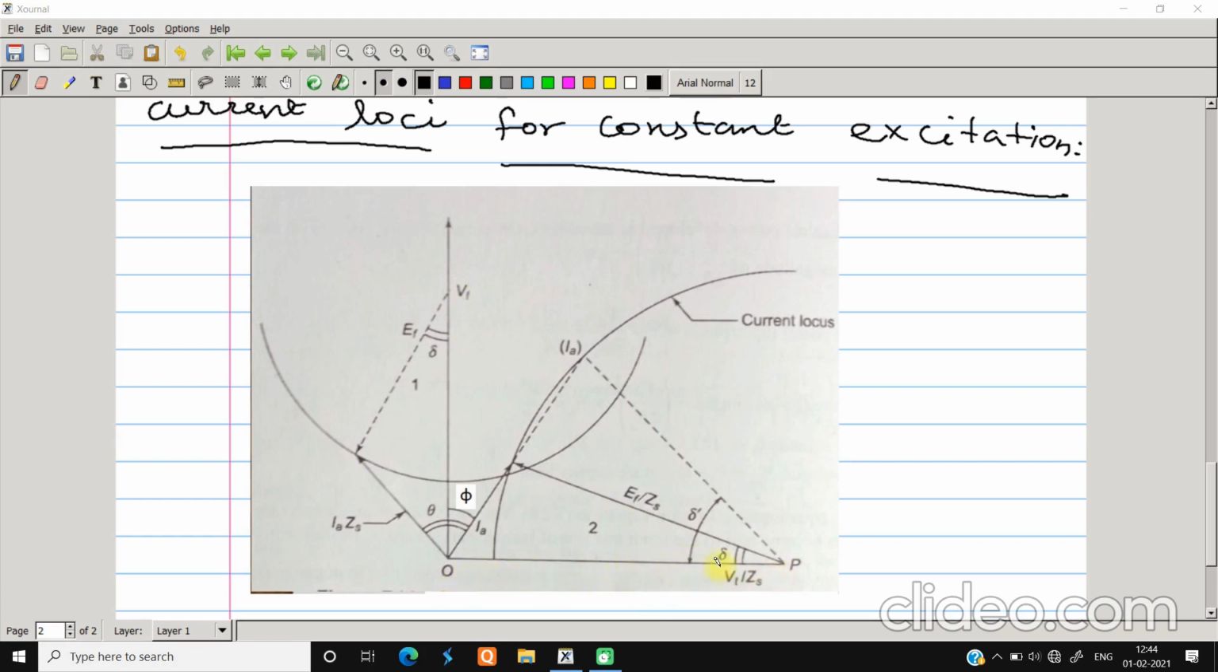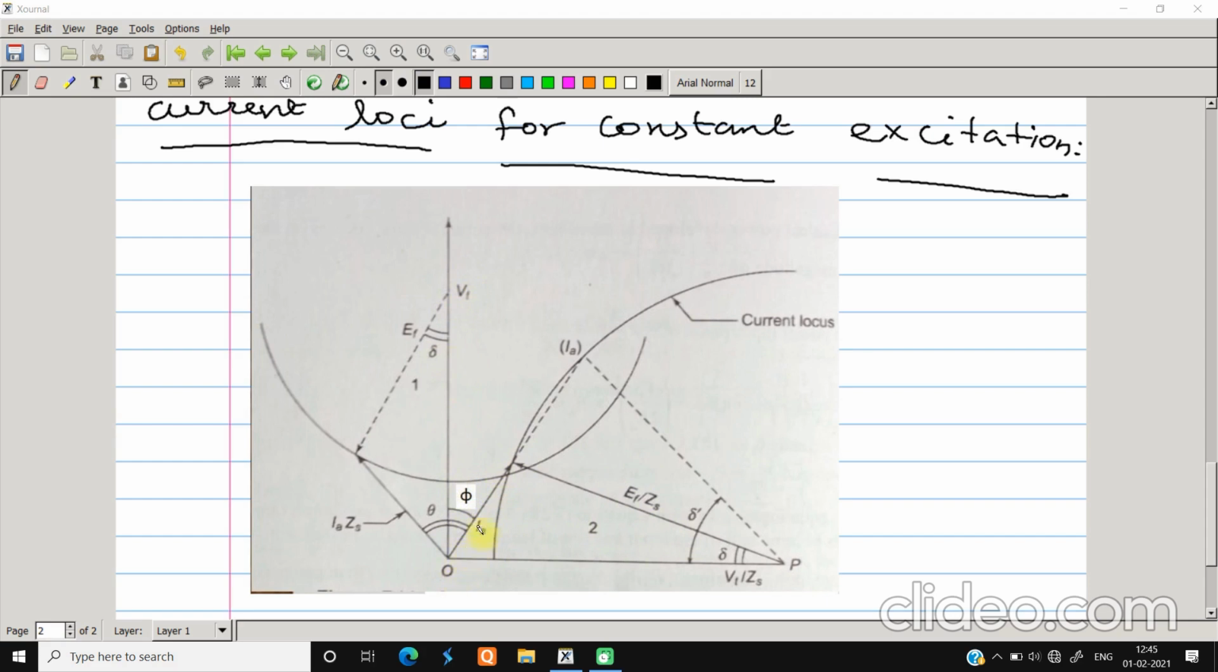so that the particular vector will be the Vt divided by Zs, and eventually this particular Ef will be divided by Zs and we get Ef divided by Zs, and our Ia will be a locus from this particular Vt, and that vector will be subtended by an angle of phi from the Vt.